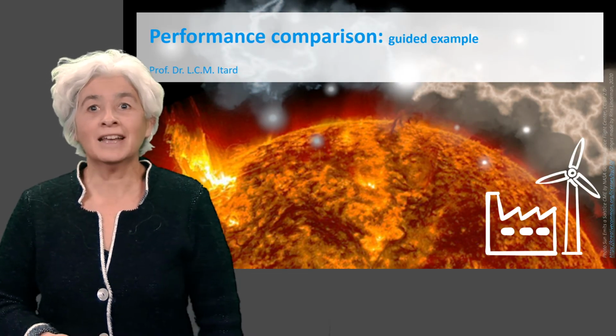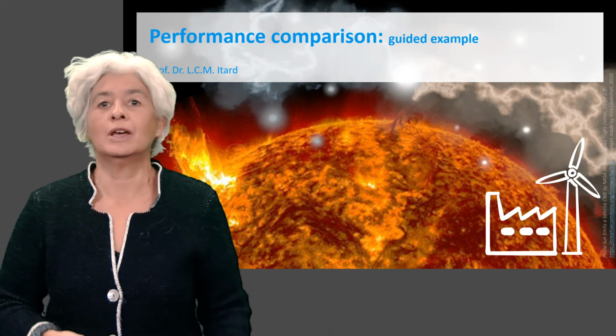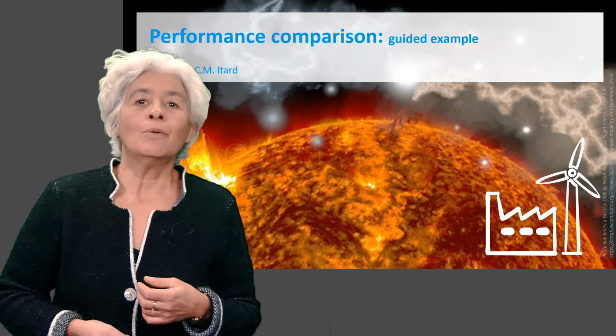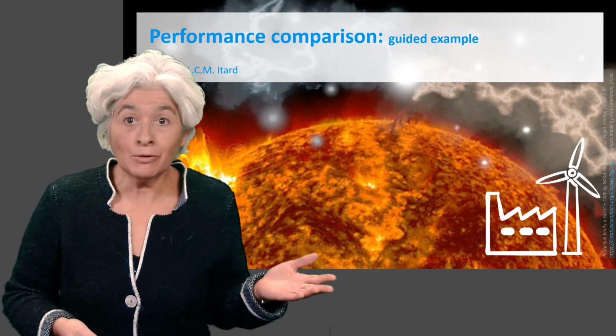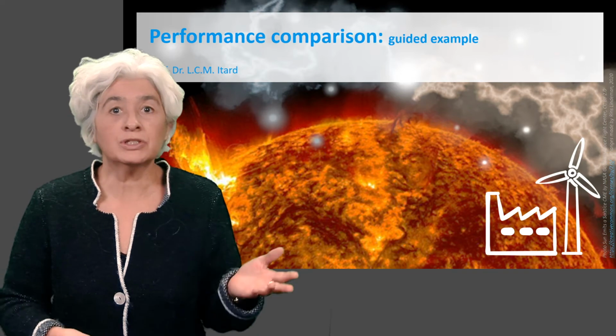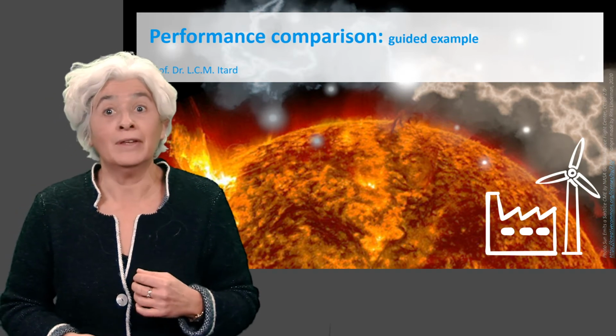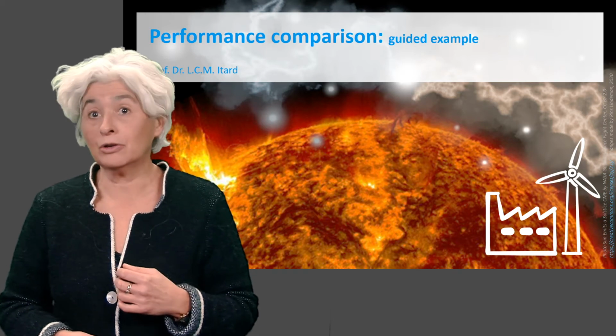Welcome to this guided example on how to compare the performances of gas boilers, heat pumps and chillers. We have already studied the environmental performances in terms of primary energy, resource depletion and CO2 equivalent emissions. We are now going to add investment and operational energy costs.